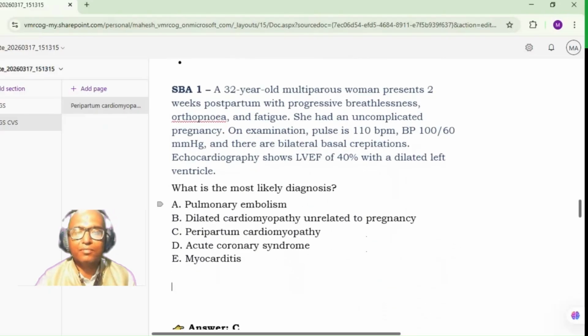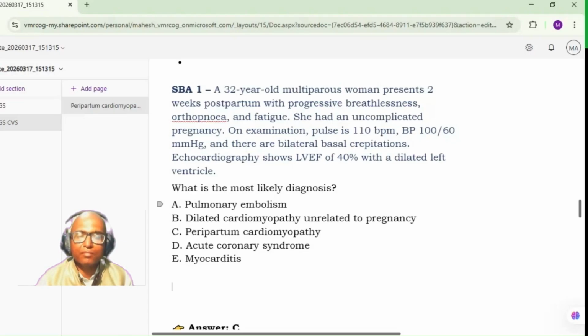Yes, sir. A 32-year-old multiparous woman presents 2 weeks postpartum with progressive breathlessness, orthopnea, and fatigue. She had an uncomplicated pregnancy. On examination, pulse is 110, BP 100 by 60 mmHg, and there are bilateral basal crepitations. Echocardiography shows LVEF of 40% with dilated left ventricle. What is the most likely diagnosis?